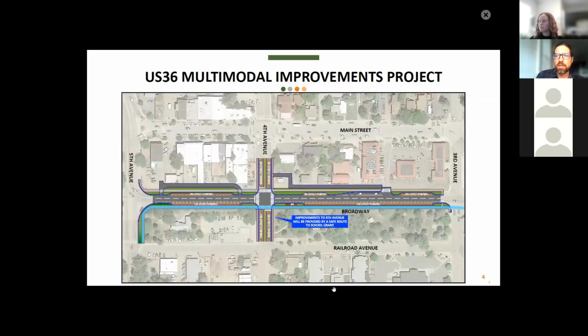A large majority of the work will take place on Broadway, US 36, from 5th to 3rd. And you can see this is expanding the on-street parking, somewhere around 50 some spaces, as well as frontage roads to the north for those businesses, and a new multimodal path to the south. Next slide.